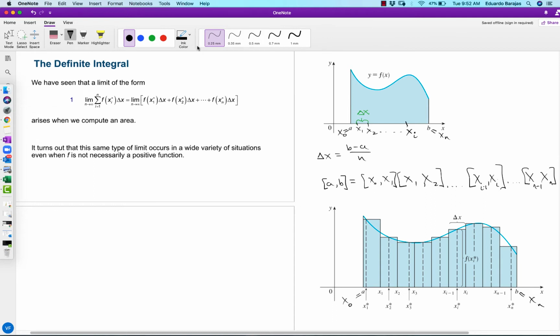The width of all of these rectangles is the same, delta x. That one's delta x, and that one is delta x. The ith one, somewhere in the middle, is also a width of delta x. All of them have that same width, which is determined by this formula right here.